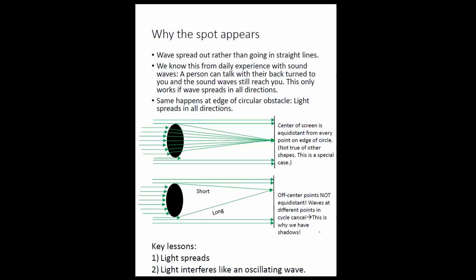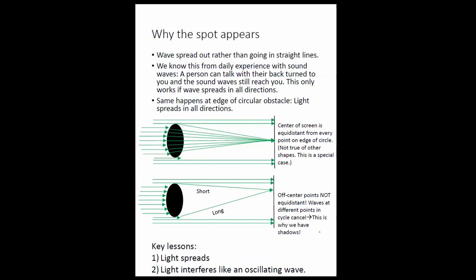It happens because light spreads out. If light just went in straight lines, then we would ignore all these paths here from it. We'd see some light going here straight, some light going down there straight, and nothing going in between. But in fact, light spreads out at the edges of an obstacle. And you're actually familiar with waves spreading out at the edges of an obstacle.